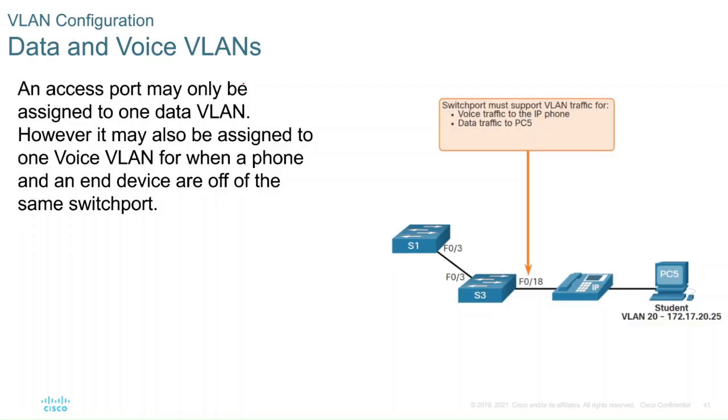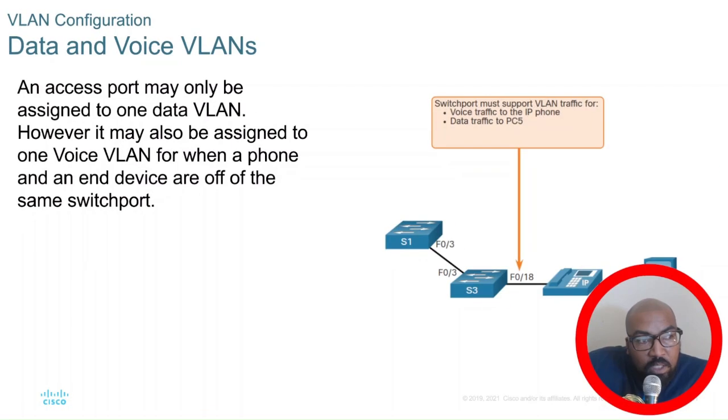So data and voice VLANs. An access port may only be assigned to one data VLAN. However, it may also be assigned to a voice VLAN for when the phone and the end device are off the same switch port.